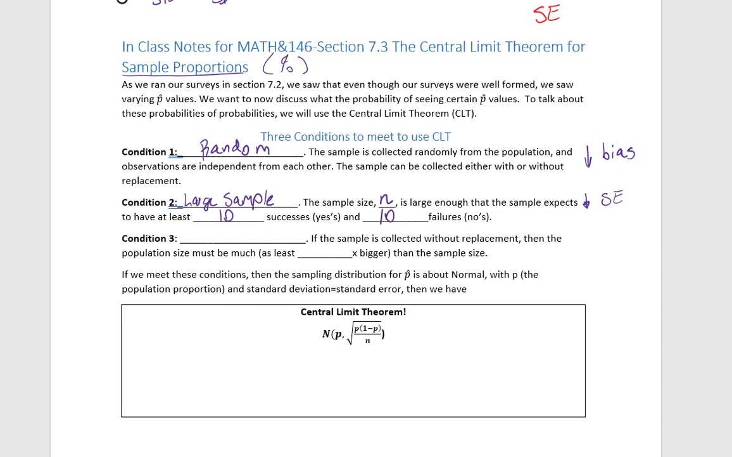Condition 3 is that we want a large population. The reason we want a large population is because we want to be able to replicate this survey over and over and over again. So again, the rule of thumb is that we want our population to be at least 10 times bigger than the sample. Now, one more thing is that if you reduce bias, you increase accuracy, and if you reduce standard error, you're going to increase your precision. These are also really good things to remember for your final exam.